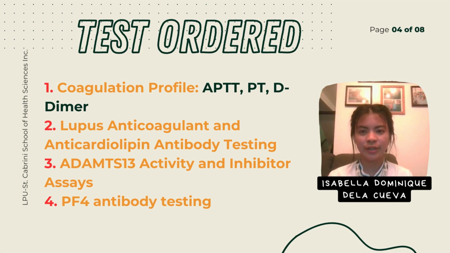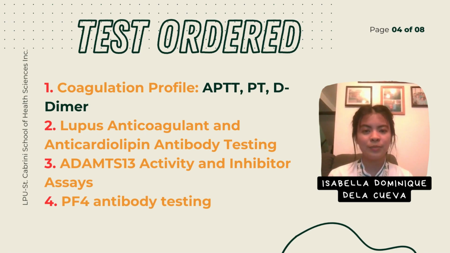For our tests ordered, we have coagulation profile. This is to evaluate and rule out disseminated intravascular coagulation. Multiple laboratory tests are typically considered. The specific test used may vary depending on clinical judgment and available resources. The commonly employed tests include activated partial thromboplastin time, prothrombin time, D-dimer, and fibrinogen assay.